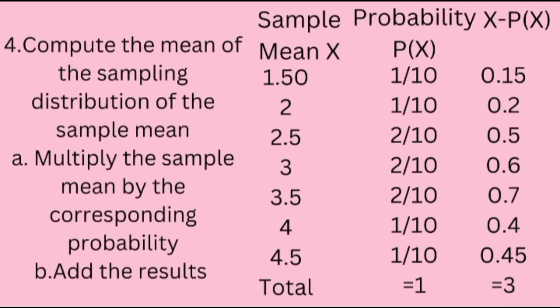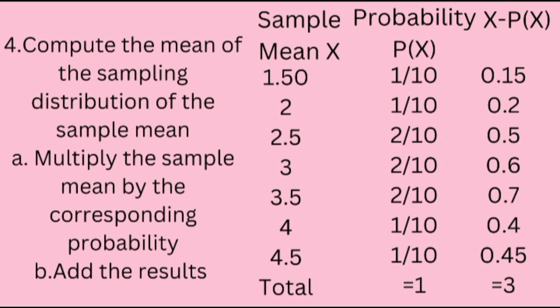Next step is to compute the mean of the sampling distribution of the sample mean. So we're going to do that. We're going to multiply the sample mean with the corresponding probability, and we're going to add the results. So that is 1.5 times 1 over 10 is 0.15. 2 times 1 over 10 is 0.2.